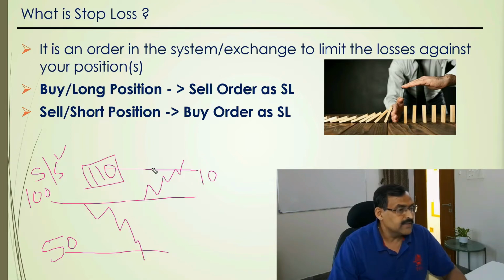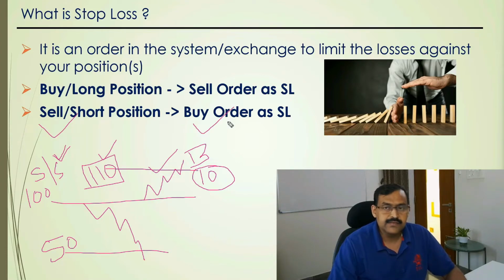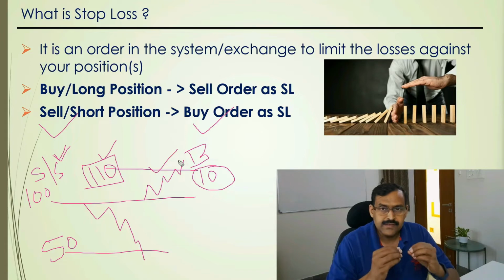What it means is you need to put a buy order in the system to close this short position at 110, so that your overall trade will be closed and the maximum loss that you are taking is 10 rupees. So for any sell position, there has to be a buy order in the system so that your overall trade will be closed at the loss that you have defined. Friends, I hope you got a quick idea of the stop loss for buy and sell positions.